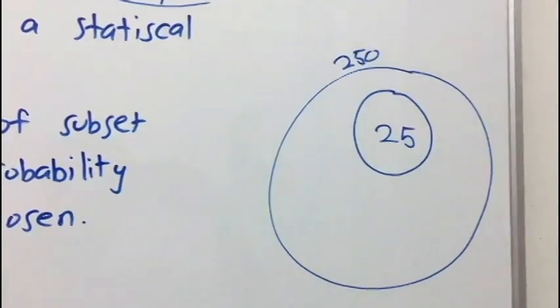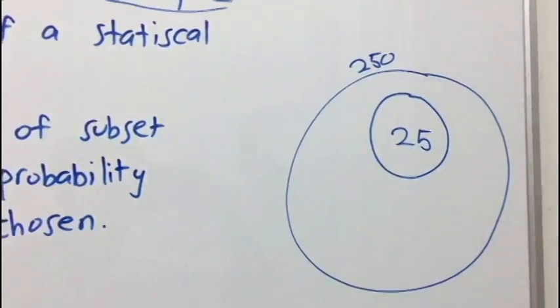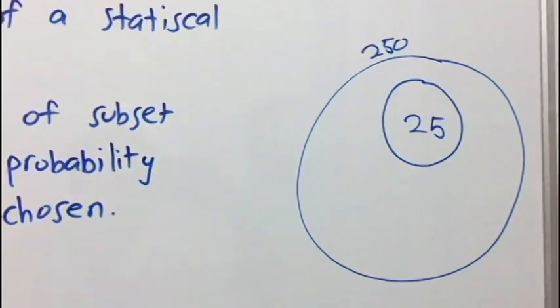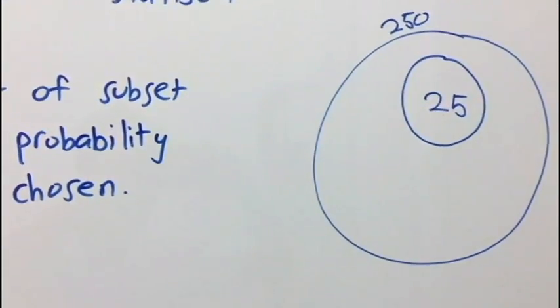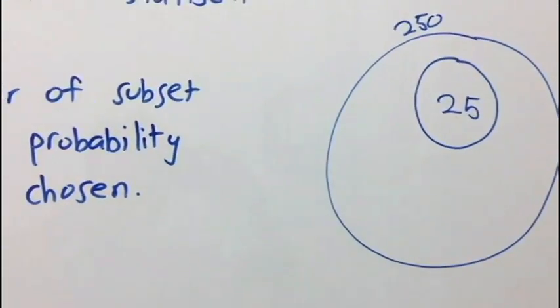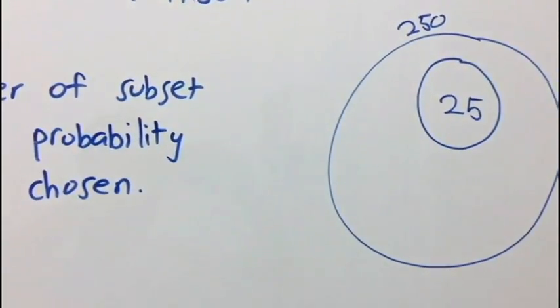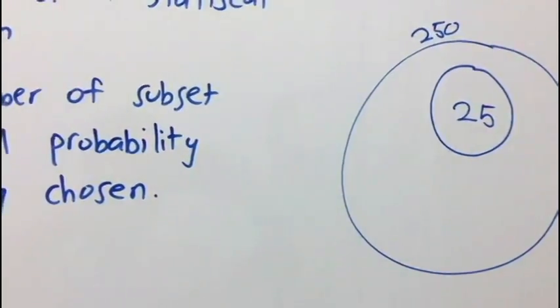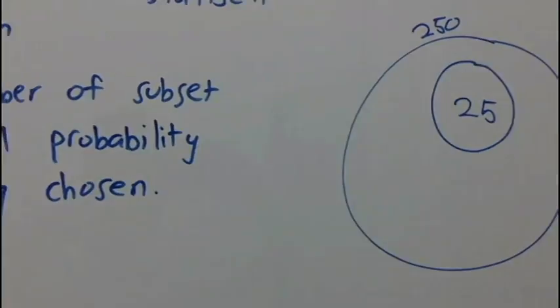For example, we have a company of 250 employees where 25 employees are supposedly to be chosen out of a hat. In this case, the population is 250 employees and the sample is random because each employee has an equal chance of being chosen.